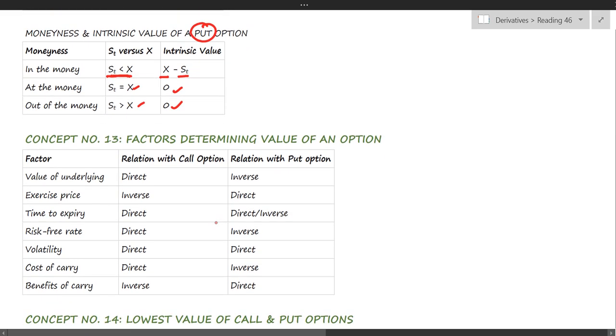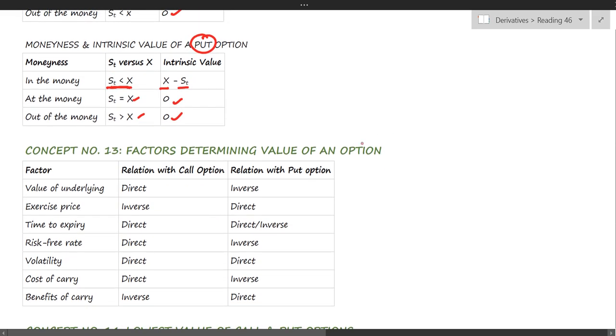Concept number 13, factors determining the value of an option. So there are these factors which determine the value of an option. The first one is the value of underlying, right? This is very simple: in the case of a call, the payoff is given as spot price minus exercise price, right? So if the underlying value goes up, then the value of the call option will also go up. So there is a direct relationship between the value of underlying and the value of the call option.